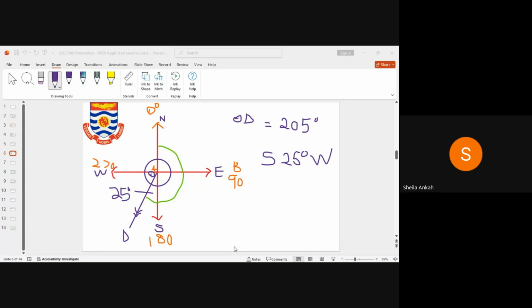Doc, please, I'm confused with the 205 and then the 25. Yes, because you are not watching the diagram. Doc, please, I'm watching. If you don't watch the diagram and you just look at the figures and listen, you run into confusion.